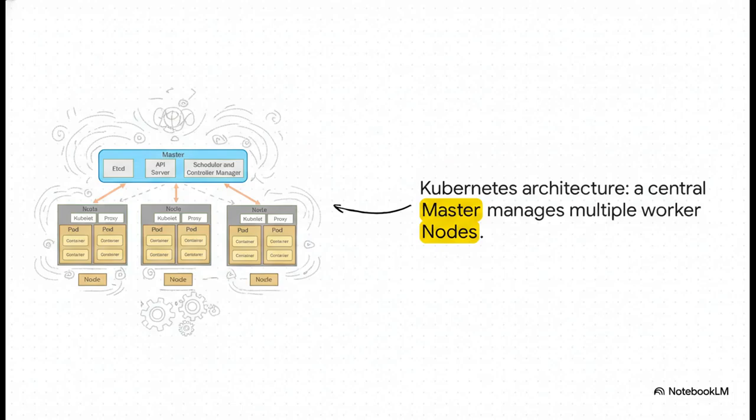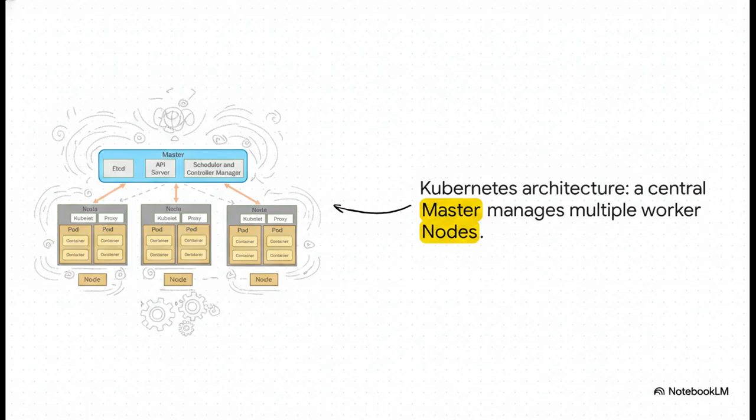So how does this conductor actually work? Well, here's a super simplified look at it. You've got a central master, that's the brain of the whole operation. It makes all the decisions about where to run your apps. And then you have the nodes. These are the worker machines that do the heavy lifting. The master automatically schedules and manages your containers across all these nodes, constantly watching to make sure everything is running smoothly. If a node goes down or a container crashes, the master just handles it.